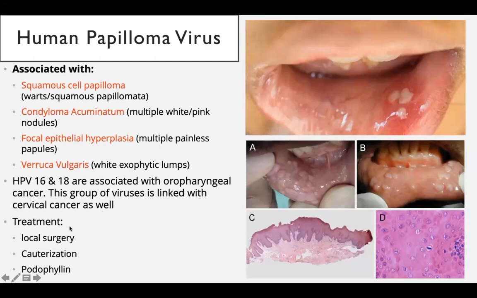Treatment. What is the treatment? Cauterization, electrocautery. Use an electric cautery device and cauterize this so that it does not bleed. Podophyllin is a drug, and then there can be local surgery or removal if there are big lesions which are protruding or hanging outside or inside.